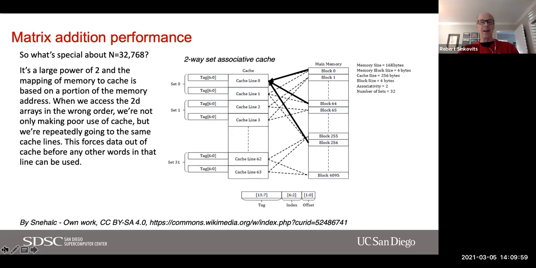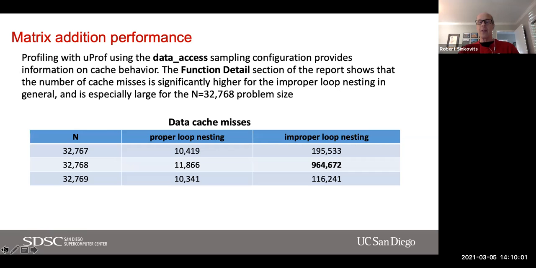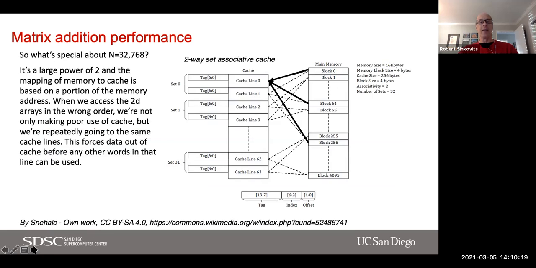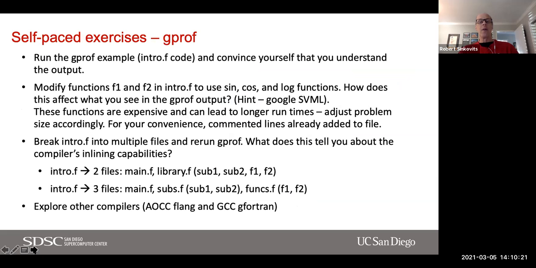Oh, I realized that I actually left one slide out of here, but I don't think we missed anything important. Basically, I took this data on the cache misses and the runtimes, and I normalized them to the runtime for the middle case for n equals 32,768. So with that, I'm pretty much done.